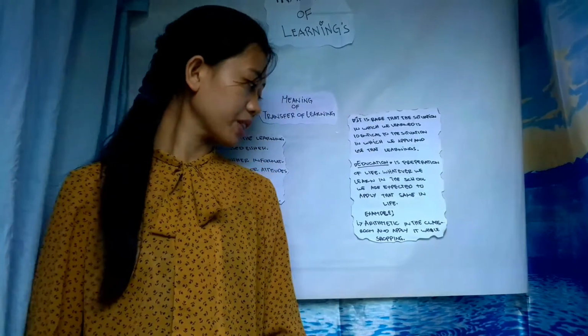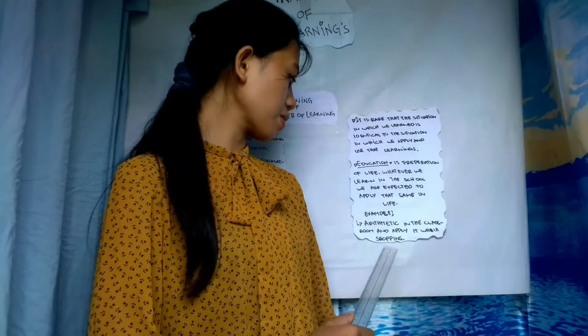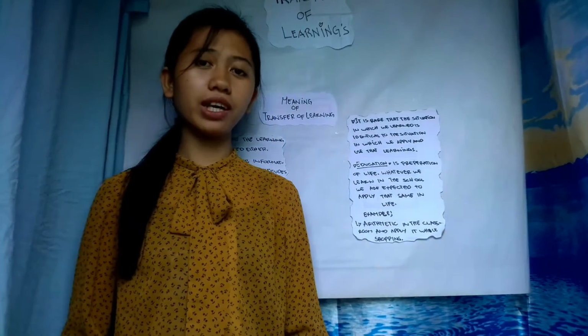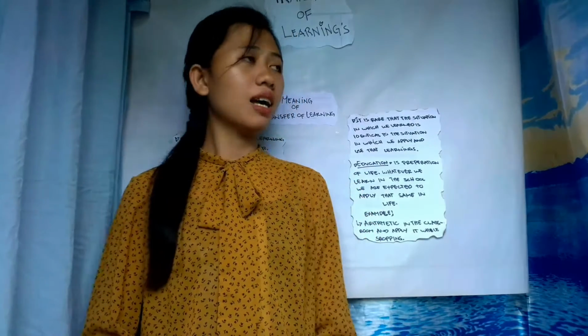So, transfers of learning means that your learnings inside the school can also be applied in real life situations. For example, the arithmetic learned in the classroom can be applied while shopping. Your learnings about arithmetic can also be applied while you are shopping. So, your learnings inside the school can also be applied in real life situations. That is the meaning of transfers of learning.